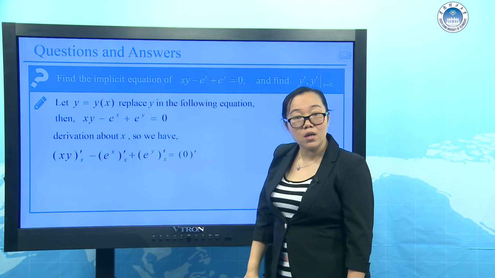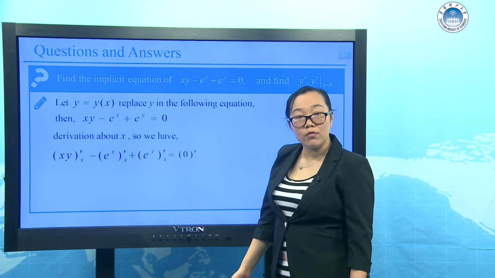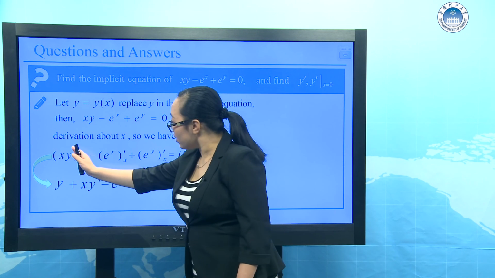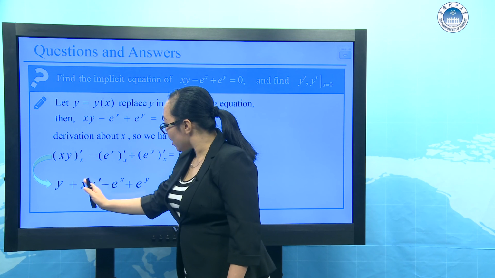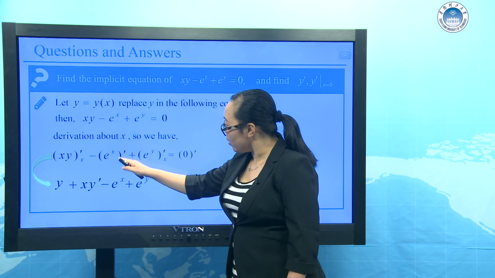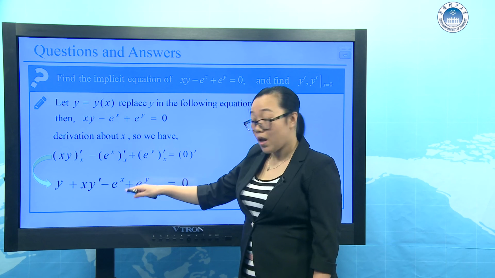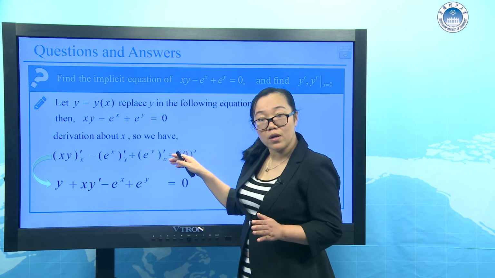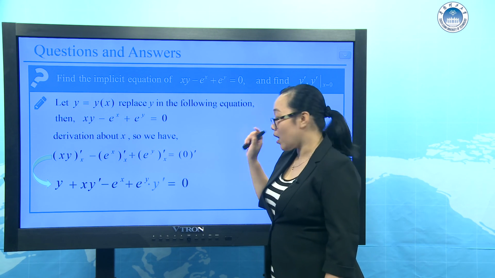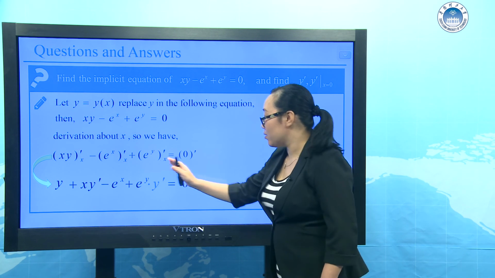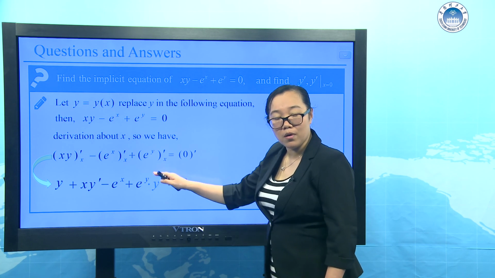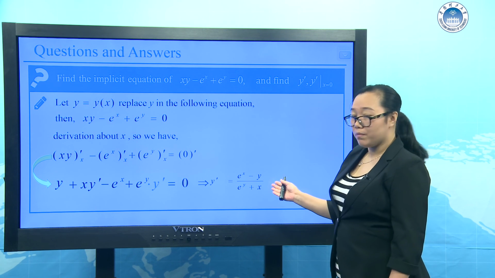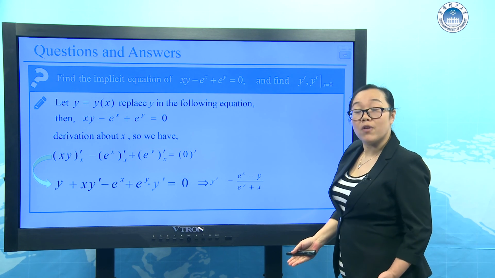for x. Do the same computation, differentiating with respect to x, and then we can get the first, 1 times y plus x times y prime, minus e^x prime equals itself. How about e^y? Yes, the function of y is a composite function of x, so it equals e^y times y prime. Remember this term. You cannot omit this term, otherwise you are wrong. From this expression, we can get y prime. So y prime, we have found it.